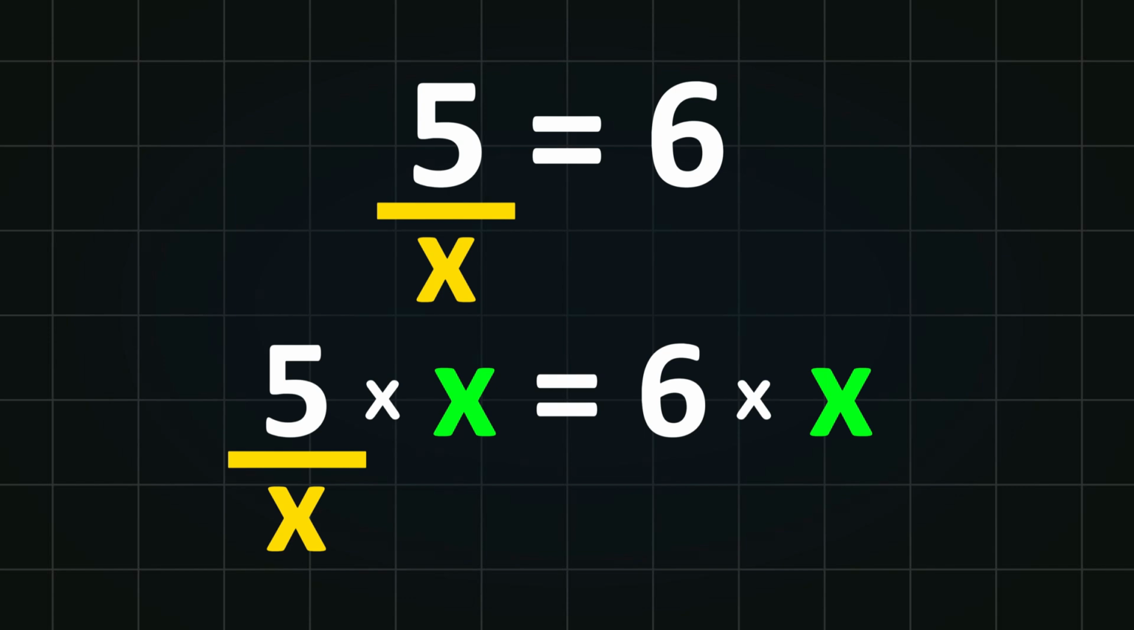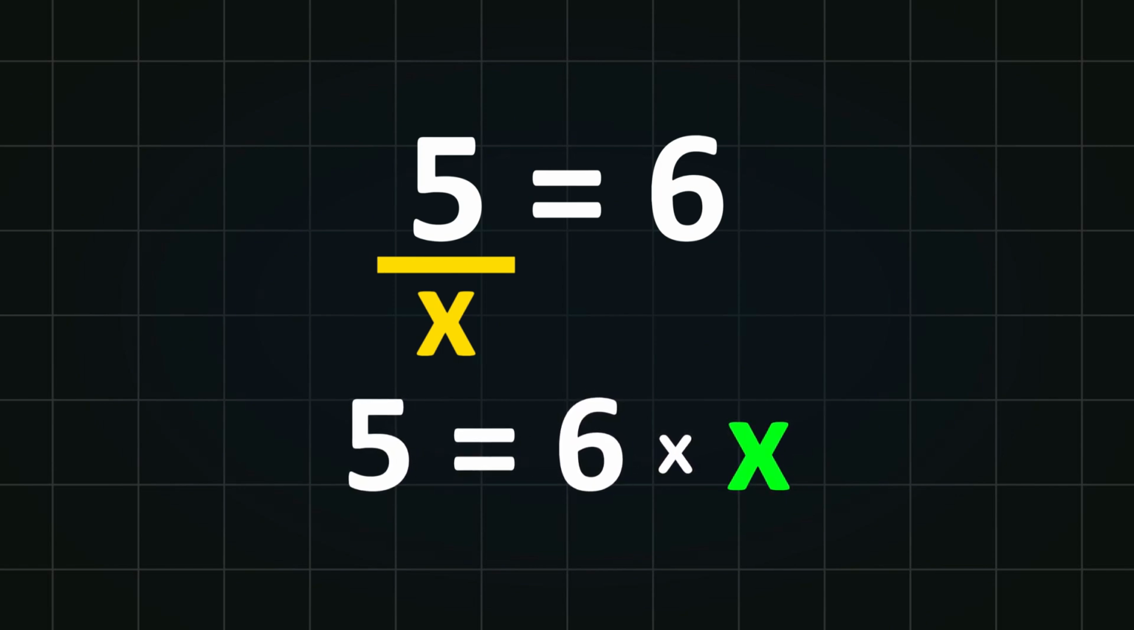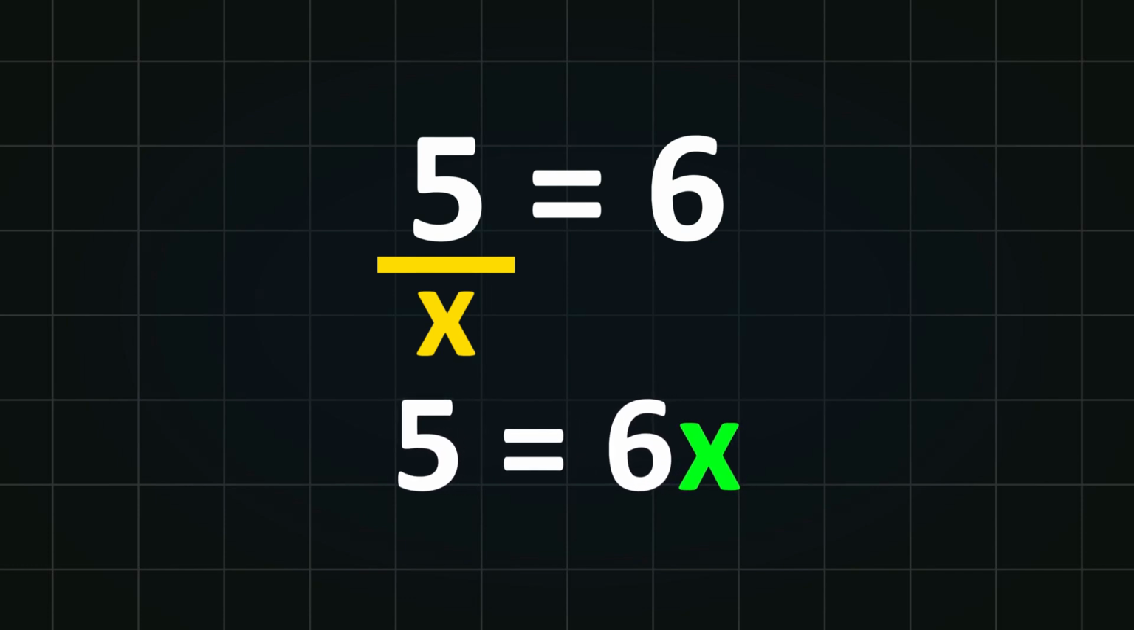I'm just showing you guys the fastest step, because I don't want to waste too much time right now. So we're just going to multiply by x on both sides. So divided by x times x, they both cancel out. Now we're left with 5 equals 6 times x, or 6x. Because with variables, guys, you're mostly going to see numbers stuck to variables. That just means it's the number times the variable.